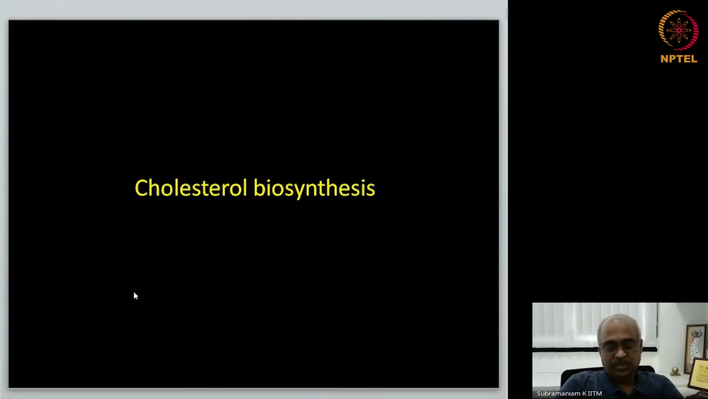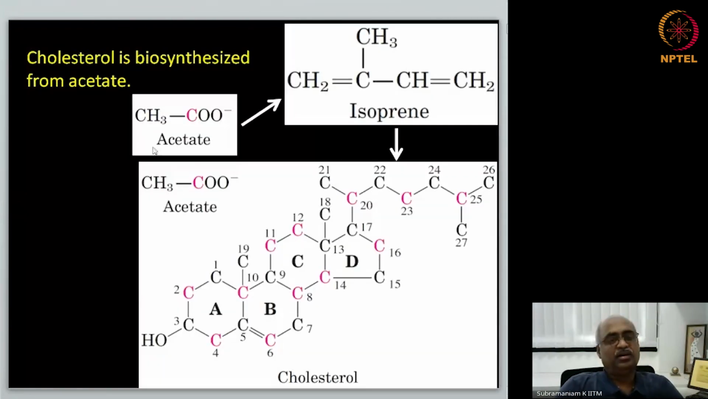So for cholesterol biosynthesis, again the starting material is the same, acetate. But it follows a very different route, because the end product we are going to have is a cyclical molecule, cholesterol. As you see here, it has a four-ringed structure, and this is one of the complex biosynthetic processes that exist, and it took a lot of effort for those who figured this out.